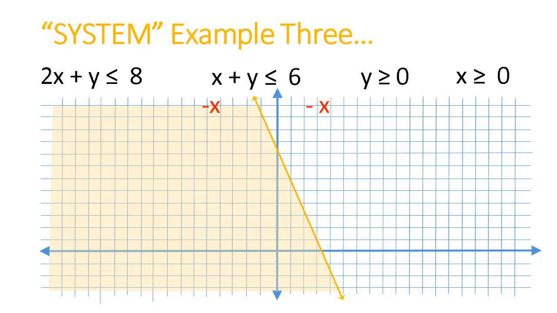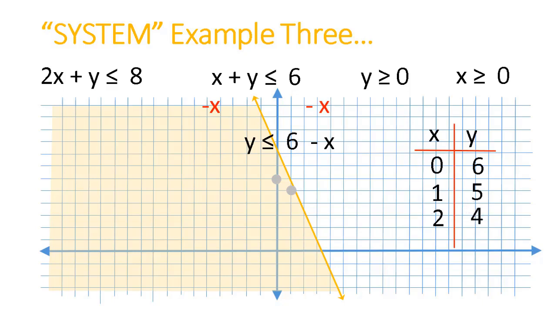Now let's look at the next one. Solve it for y, so subtract x from both sides, and we get y is less than or equal to 6 minus x. So again, we'll put in 0, 1, and 2. 6 minus 0 is 6. So the point 0, 6, go over none and up 6. Put in 1. 6 minus 1 is 5. So over 1 and up 5. Okay. And finally, put in a 2. 6 minus 2 is 4. So over 2 and up 4, and they line up real nice.